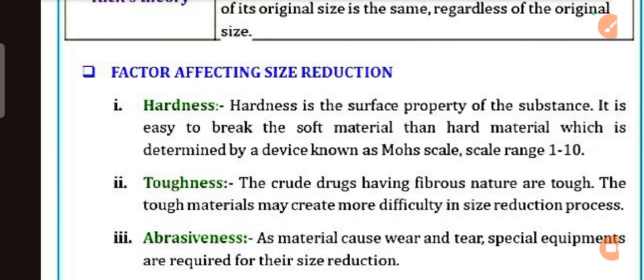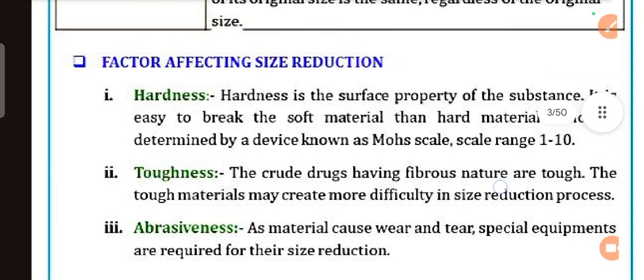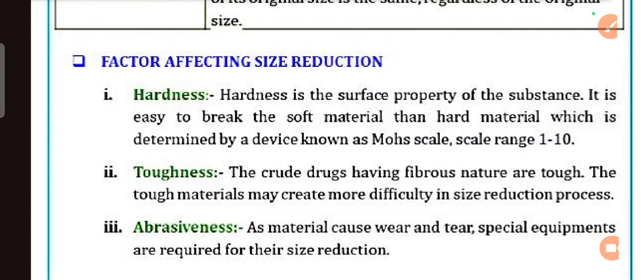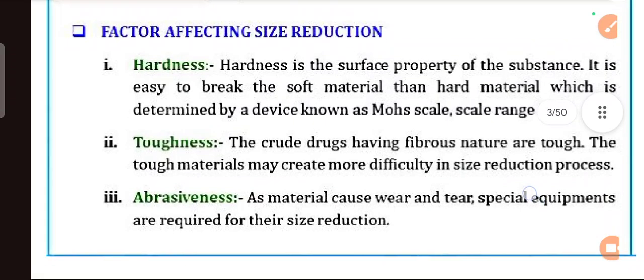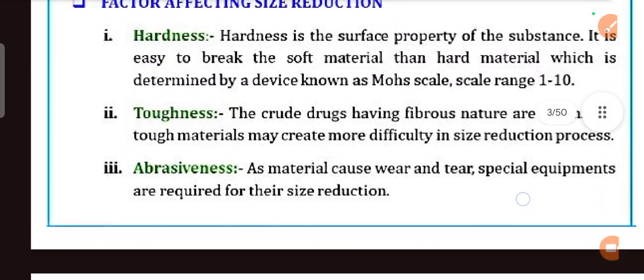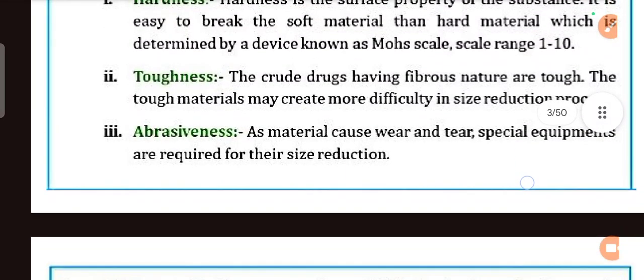Factors affecting size reduction. Hardness. Hardness is the surface property of substance. It is easy to break the soft material than hard material, which is determined by a device known as Mohs scale, range 1 to 10. Toughness. The crude drugs having fibrous nature are tough. The tough material may create more difficulty in size reduction process.